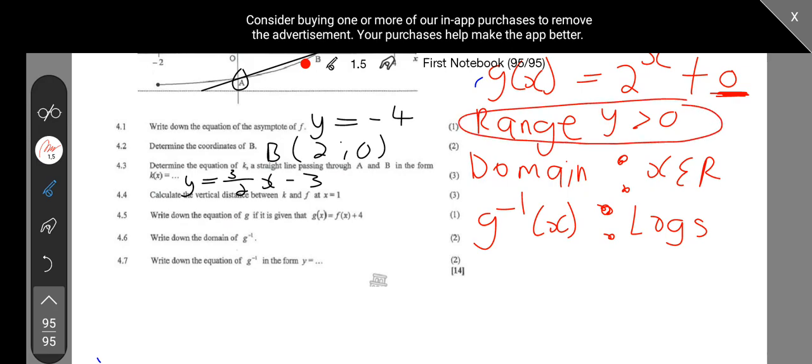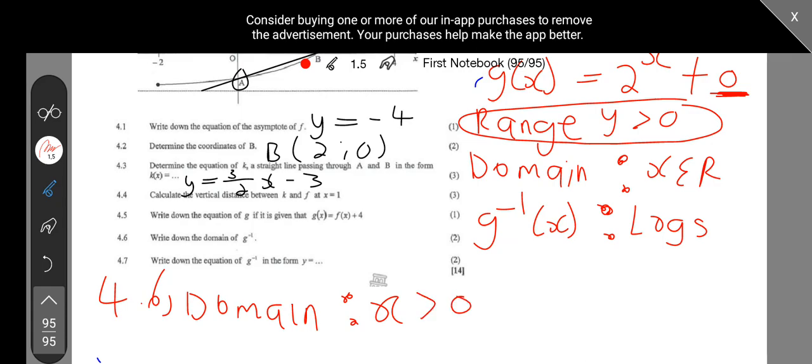So the answer for 4.6 will be, they want the domain of the logarithm. The domain of the logarithm is the range of the exponential. But where we see range, we just say domain, because we said we swap, right? Then, because it says y is more than 0, we're going to say that the domain here is x is more than 0. Make sure you repeat that video for logarithmic functions as many times as you can.